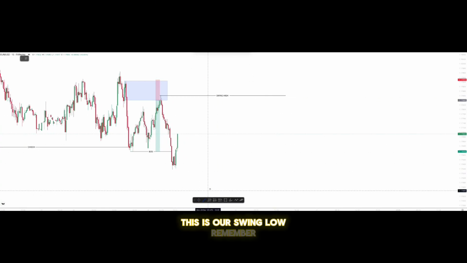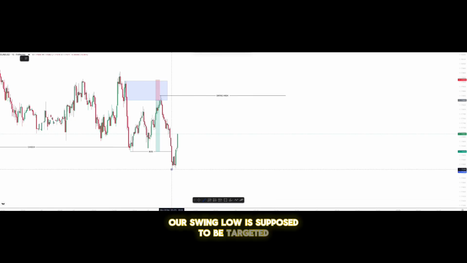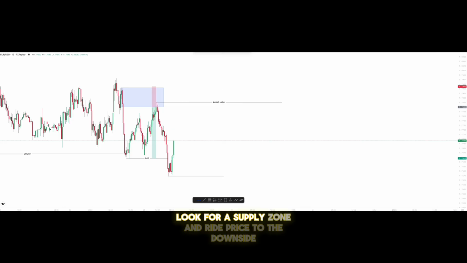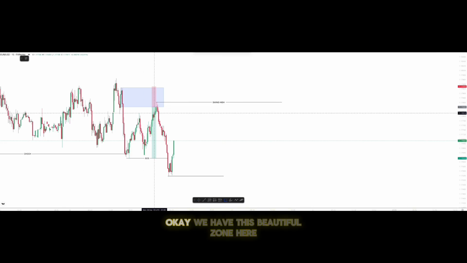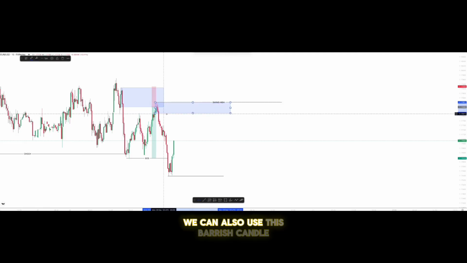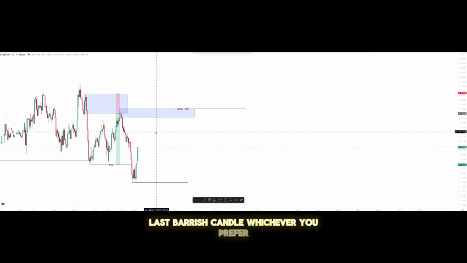This is our swing low. Remember, our swing low is supposed to be targeted while our swing high is supposed to be protected. So we'll look for the supply zone and ride price to the downside. Okay, we'll have this beautiful zone here, this buy to sell candle here. We can also use this bearish candle, the last bearish candle, whichever you prefer.